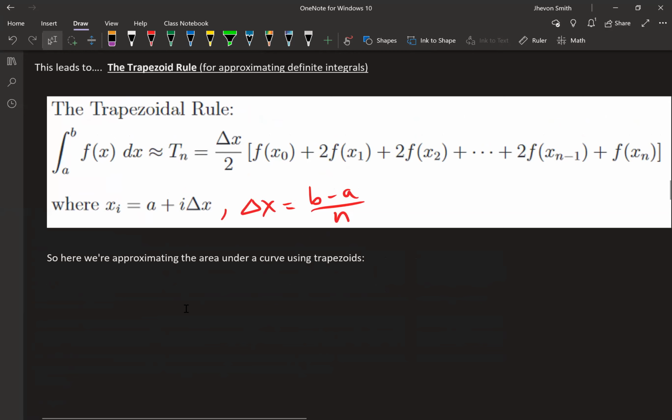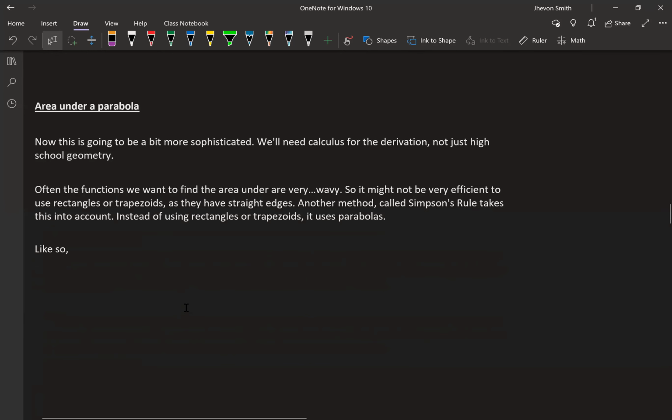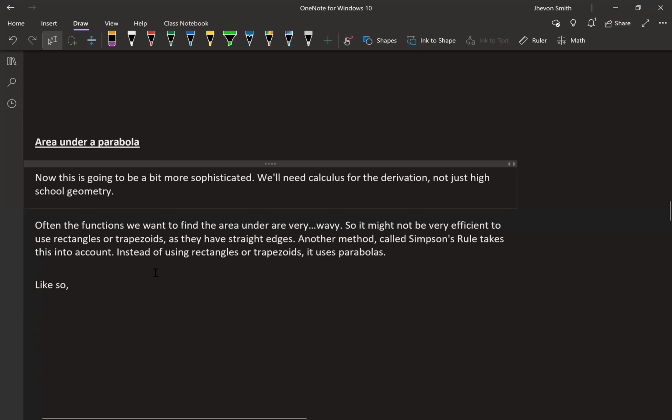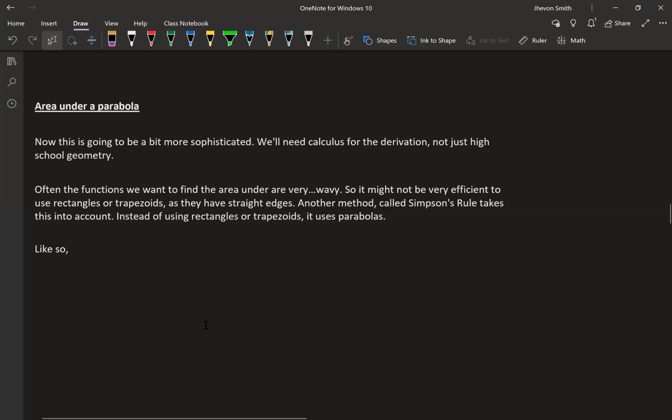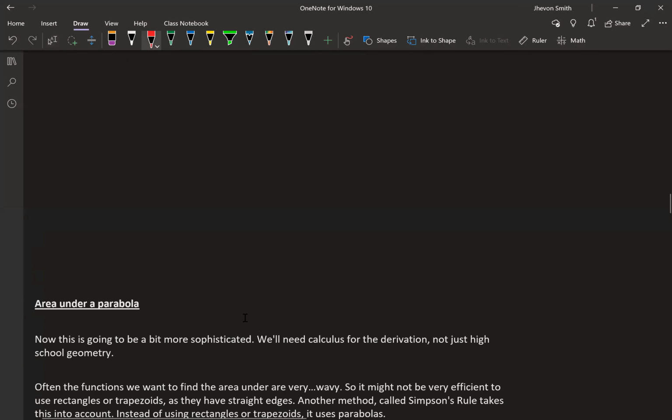Now, here, we are going to use Simpson's rule. Now, Simpson's rule does something else. Simpson's rule actually uses areas under parabolas. So we're going to need to figure out the area under the parabola. So Simpson's rule uses parabolas.